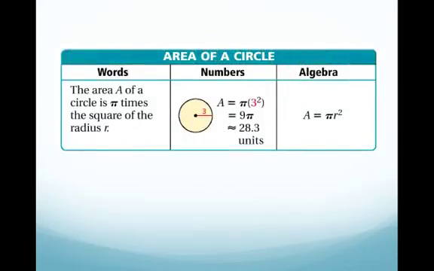Area of a circle. The formula for the area of a circle is pi times radius squared. In this example, you plug in the 3 for the radius, so you have pi times 3 squared. 3 squared means 3 times 3, so that is 9. So in terms of pi, the area is 9 pi. When you multiply it out, you get 9 times 3.14, and when you round to the nearest tenth, you get 28.3 units.